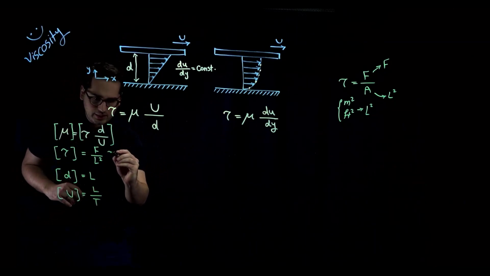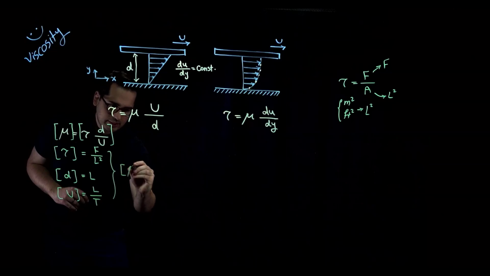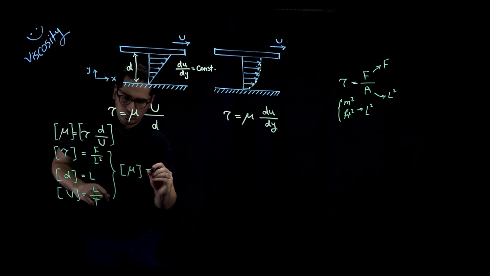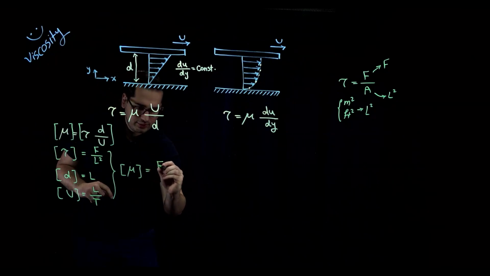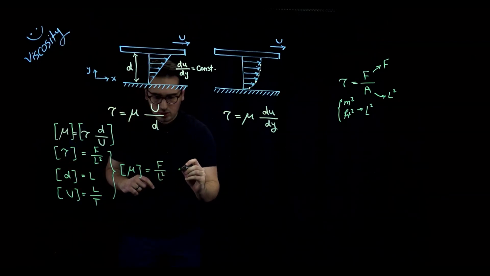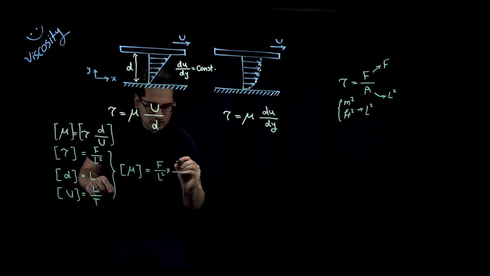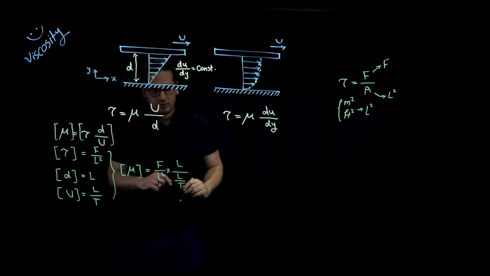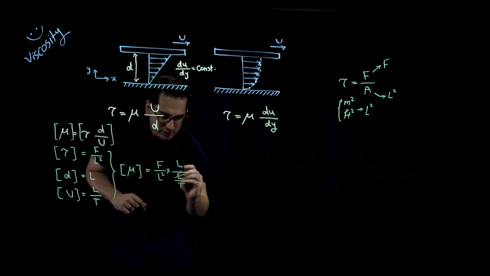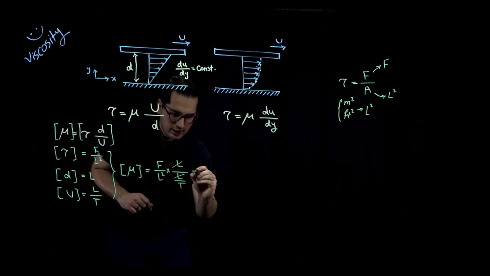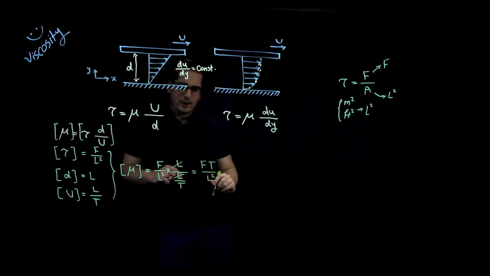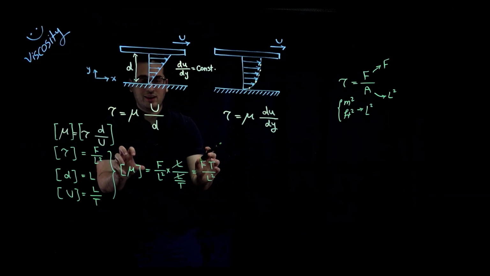Now, considering all of this, I can say that the dimension of mu is equal to tau, which is F over L to the power 2, times d, which is L, and over here I have L divided by T. So this L will be canceled with this one, and what we are going to have is F times T divided by L squared. This is the dimension of dynamic viscosity.